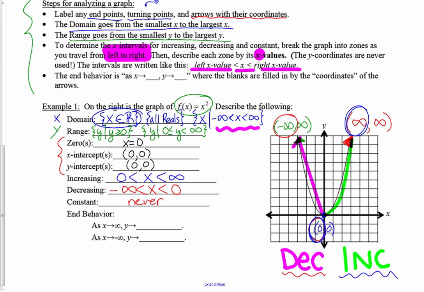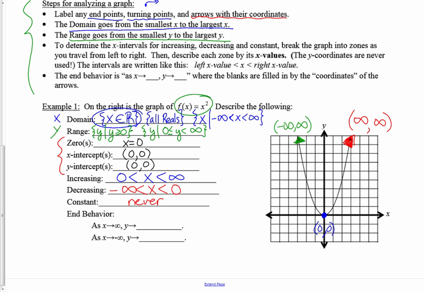Okay, now we need the end behavior. So for my end behavior, I'm going to write it as x approaches something, y approaches something, where the blanks are filled in by our coordinates of the arrows. I put quotations there because these aren't real coordinates. They don't have numbers. They're infinities. So as x approaches infinity, that means I'm looking for an x value of infinity, which is the right side. What's y doing? Y is also infinity, so I put an infinity in this blank.